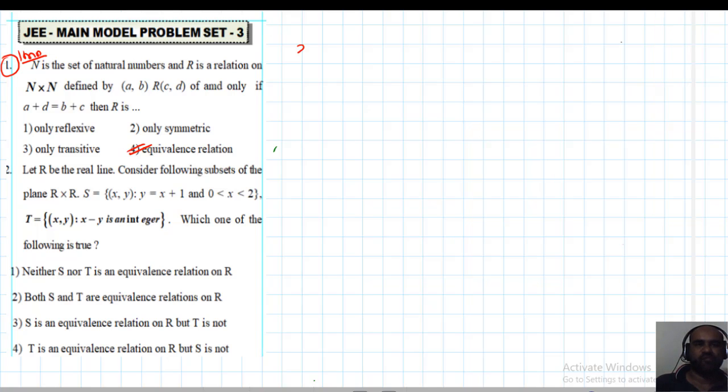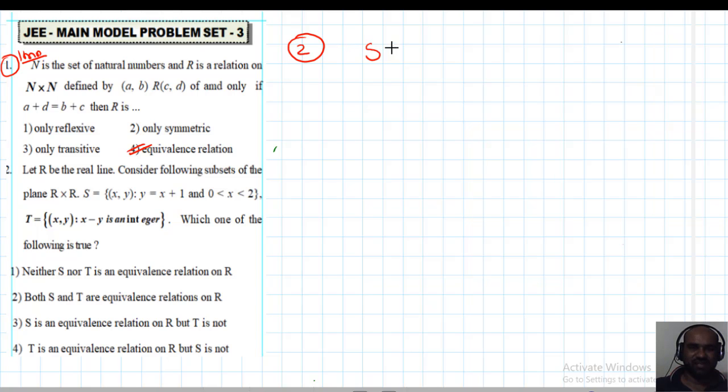Okay, now our second problem. Here R is the real number line. Two relations are given, S and T. We want to show whether S and T are equivalence relations or not. All the options are related to equivalence only. So we check whether S and T give equivalence or not, one by one.